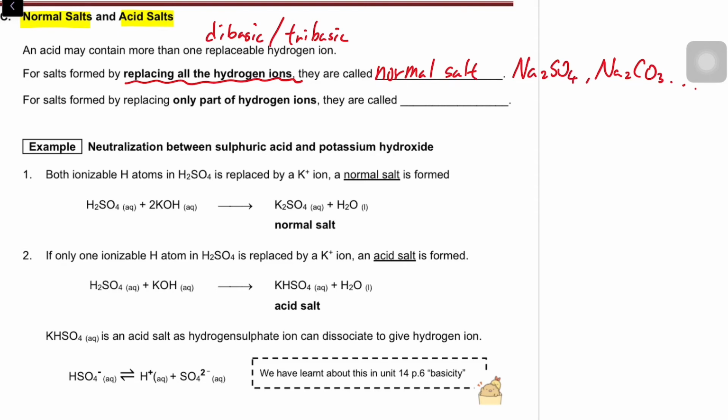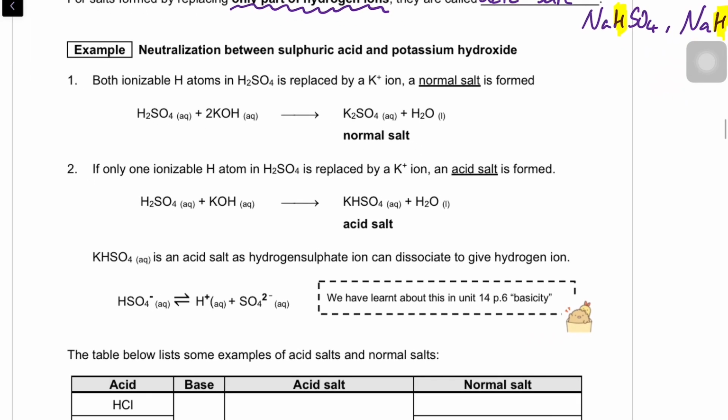molecule replaced. But how about when only part of them are replaced? They are called acid salt. Again, we can have sodium hydrogen sulfate, or a more familiar case, sodium hydrogen carbonate. So you can see only one of the hydrogens is replaced or removed from neutralization. And the equation is simple. We use sulfuric acid and potassium hydroxide as an example.